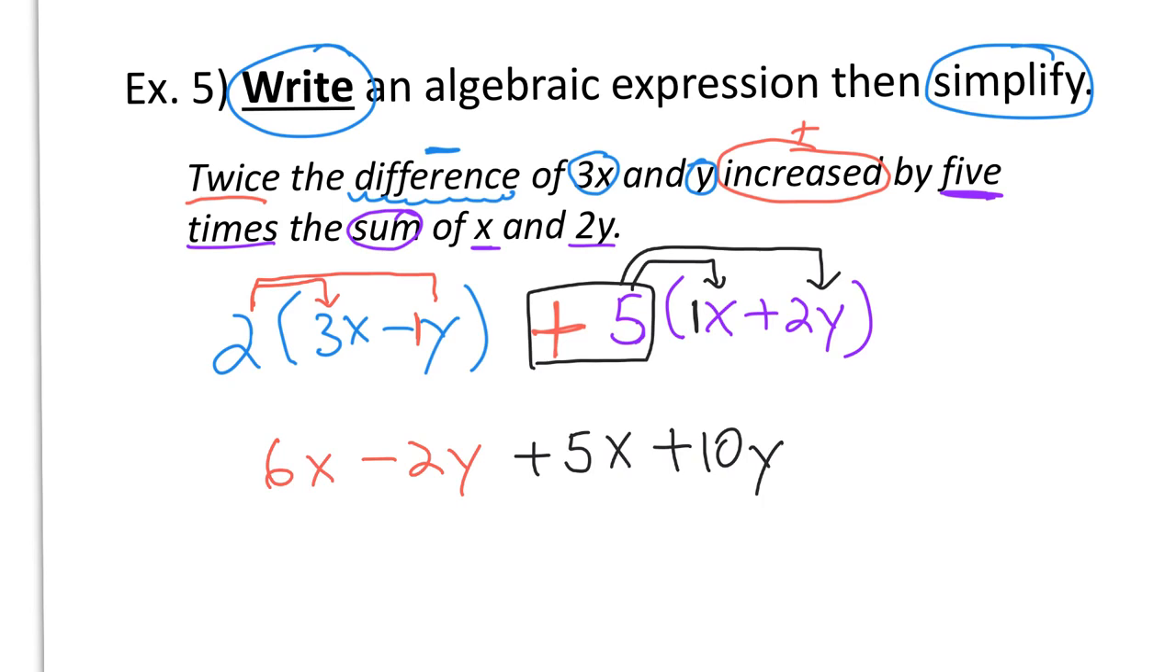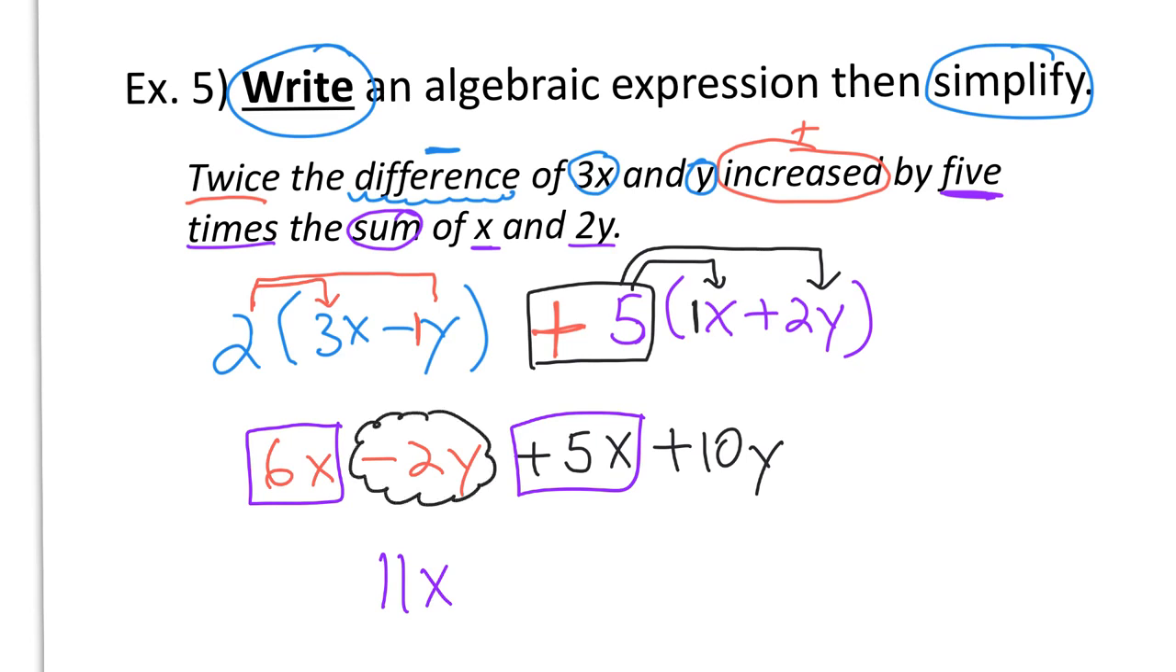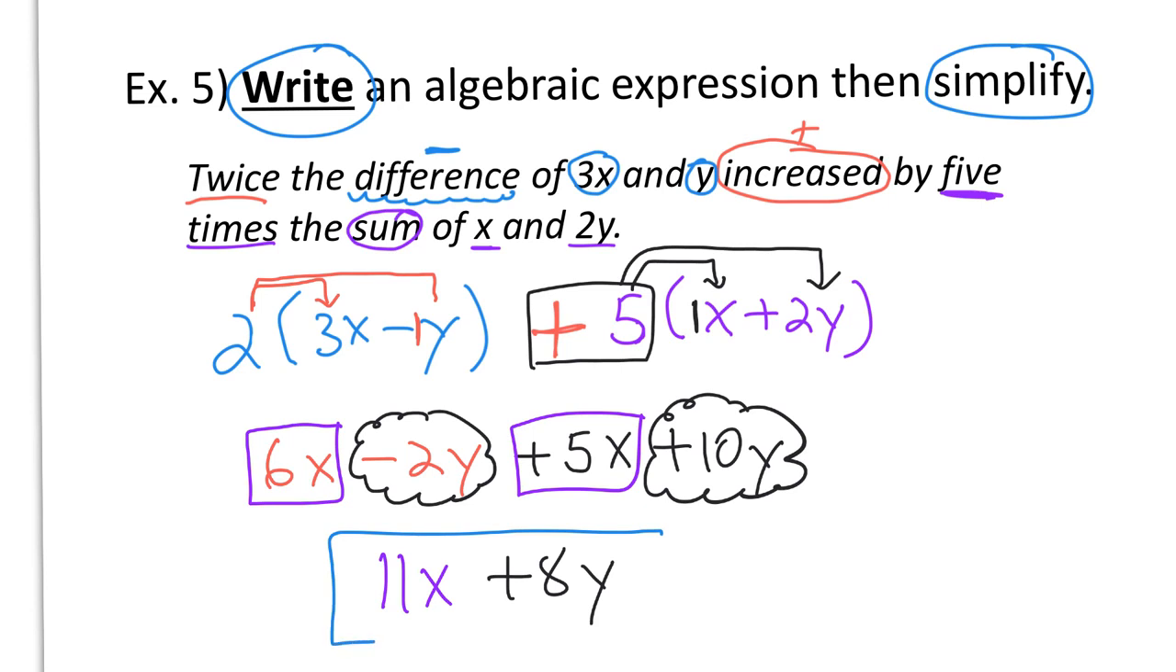So I am going to combine the x's first. 6x plus 5x, 6 plus 5, that's 11. Keep the variable x. And I have negative 2y plus 10y. Those are like terms because they have the same variable. Negative 2 plus 10, that's positive 8y. So my answer for this expression, when I distribute and simplify it, is 11x plus 8y.